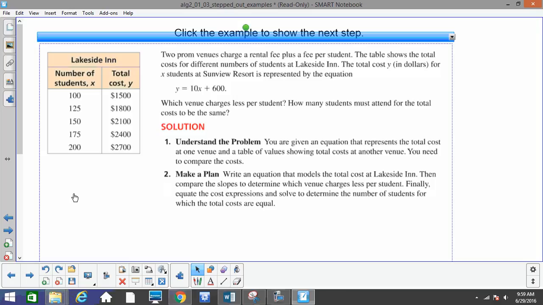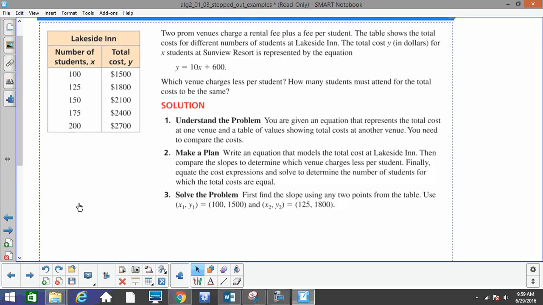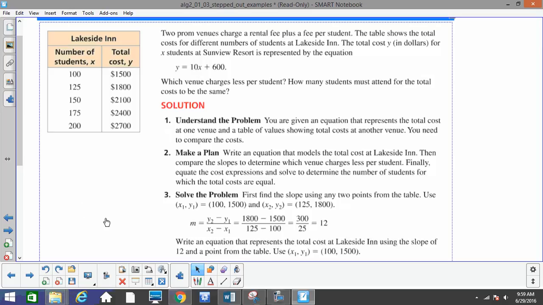Make a plan. We want to write an equation that models the total at Lakeside Inn, and then compare the slopes, because the slope is how much per student. Well, choose any 2 points from the table. Then you're going to have to find the slope, difference of your y's over the difference of your x's. Then write an equation using that slope and any point from that table. Looks like they chose 100, 1500. I would probably choose that one as well.